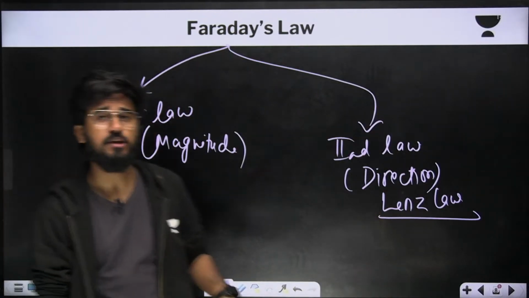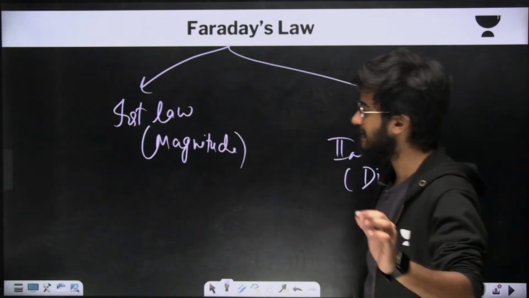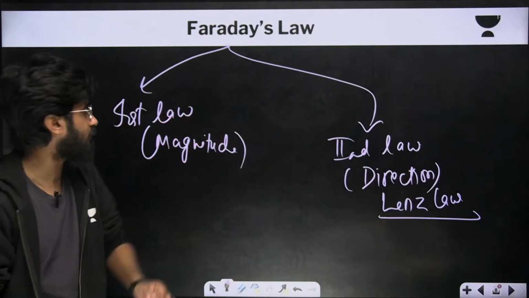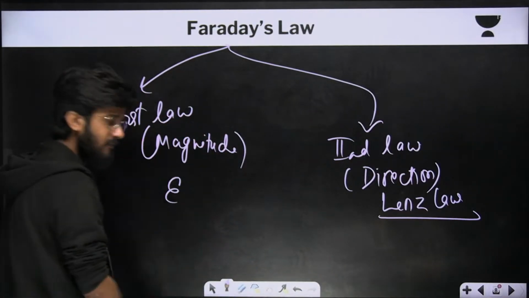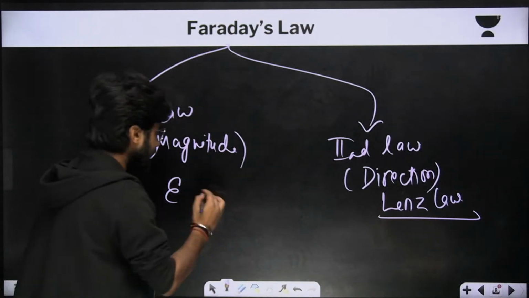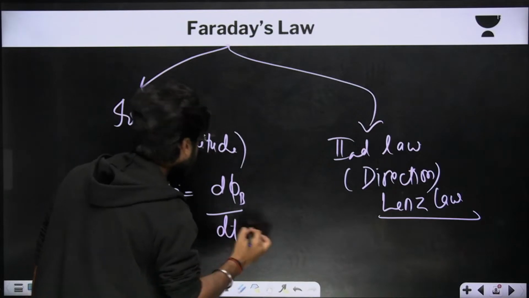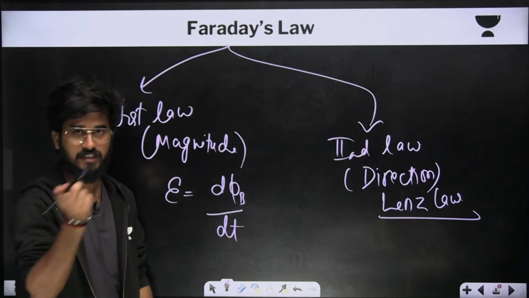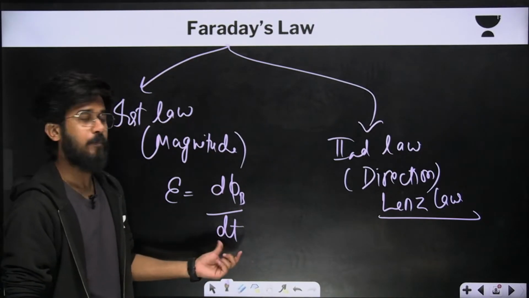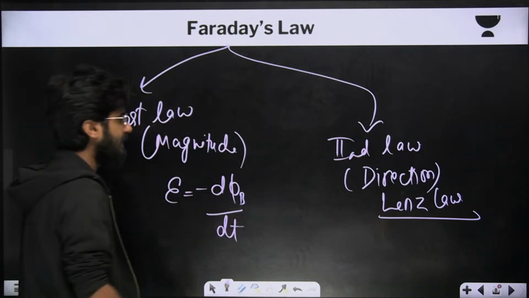So what is the first law? The first law says that if there is a change in the magnetic flux, then the induced EMF is written like this: induced EMF equals the rate of change of magnetic flux, that is d phi by dt, if there is one circle in the loop. Now this is a magnitude, but there is an extended negative sign here.